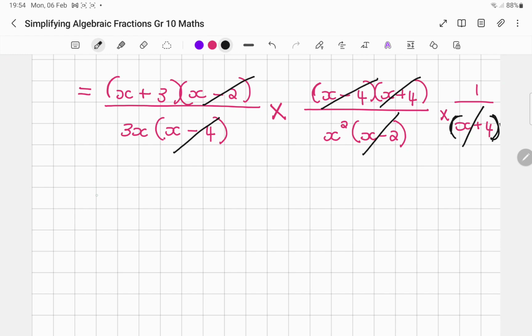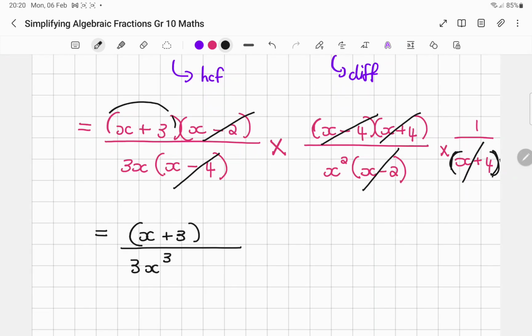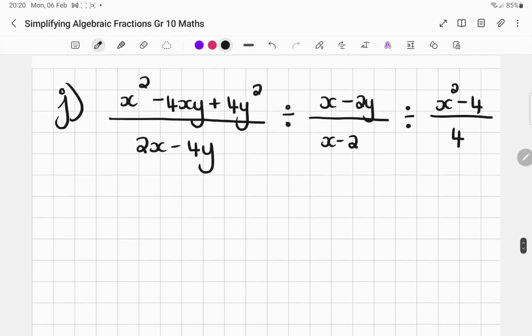And okay, if you're a little bit skeptical of what else to do, you bring it all together. At the top, there's an x plus 3 over there, and nothing else. Times by 1 will just stay that. Over 3x times x to the power 2 gives you 3x to the power of 3. And that is it. You cannot further factorize or simplify. Okay, all right, off to the next one.